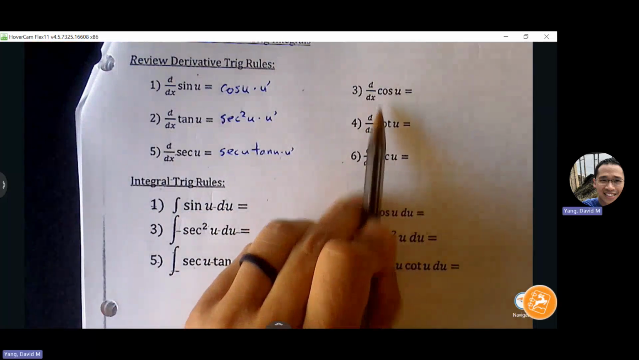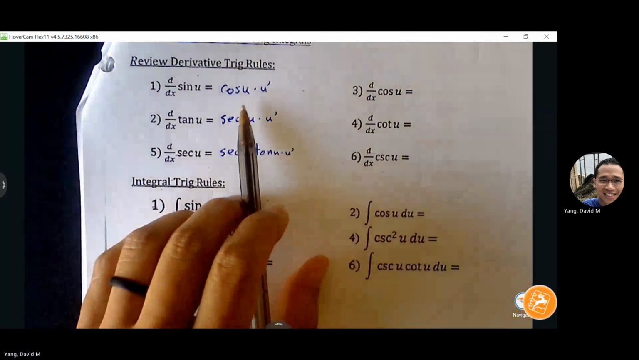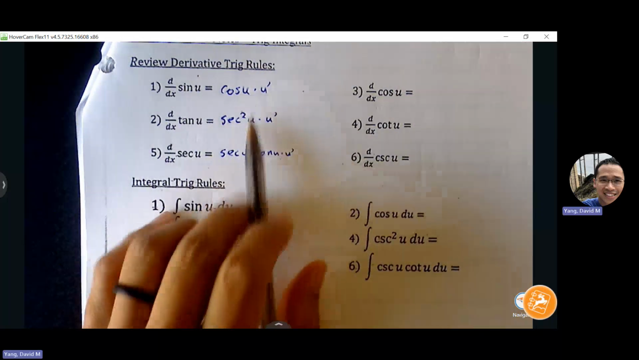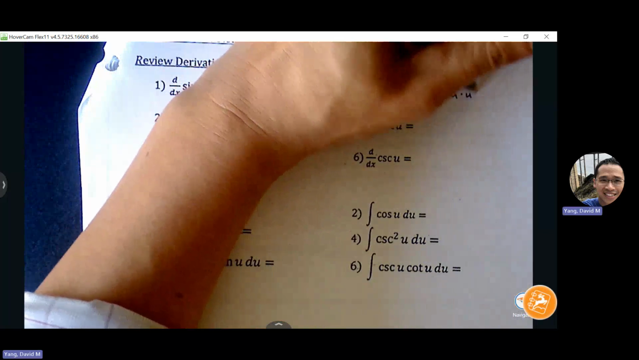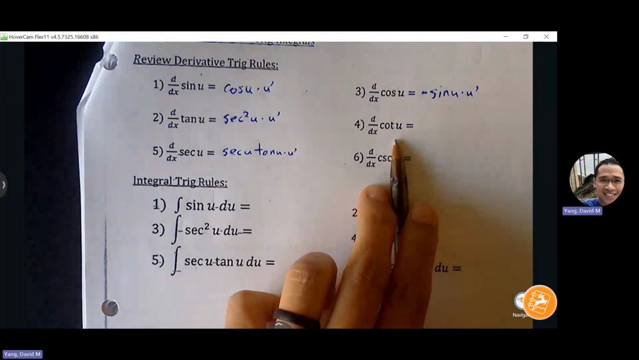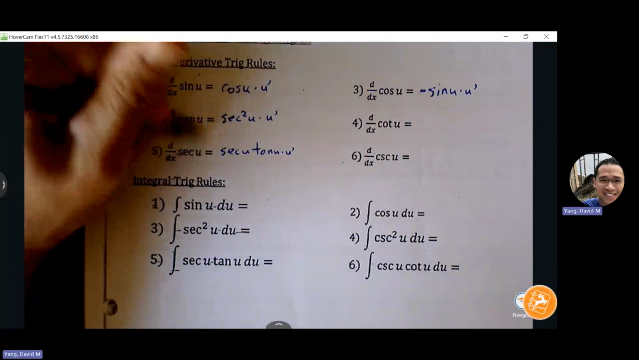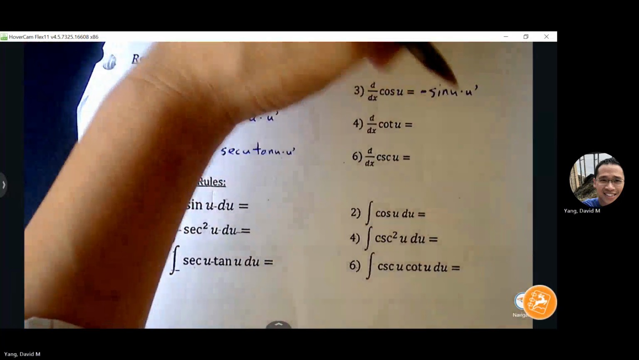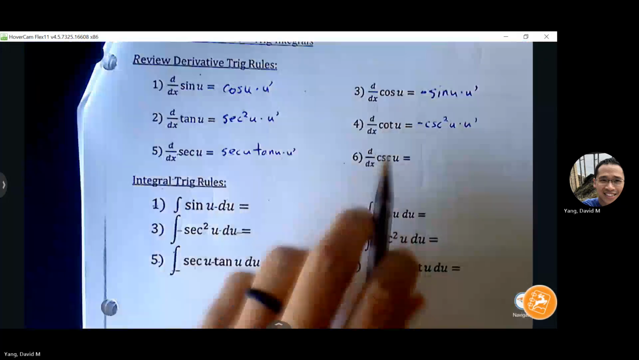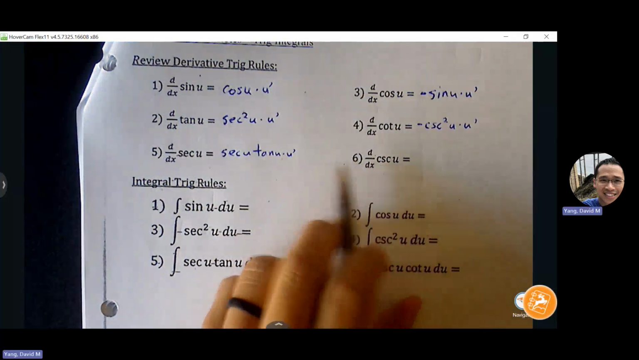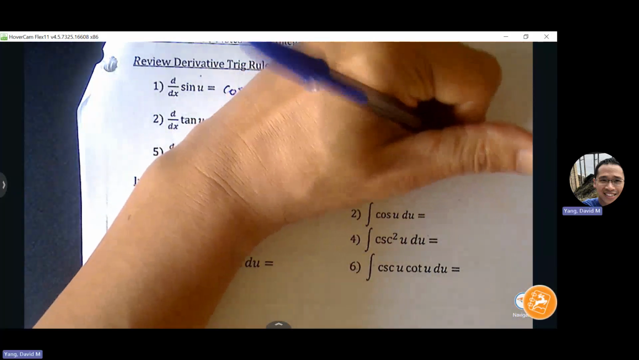We know that cosine, cotangent, and cosecant all have negative derivatives. And they all kind of have a similar look to the ones that are next to it. So cosine's is negative sine of u times u prime. Cotangent's derivative is, we know that cotangent and cosecant will involve each other, just like how tangent and secant will involve each other. And cosecant's derivative is negative cosecant u cotangent u times u prime.